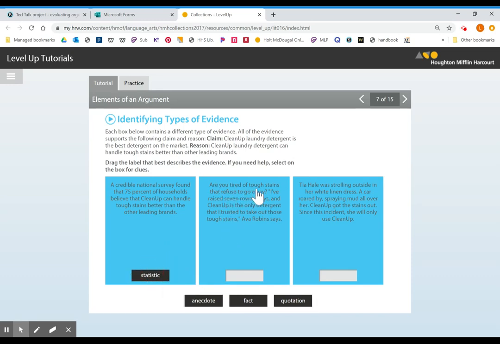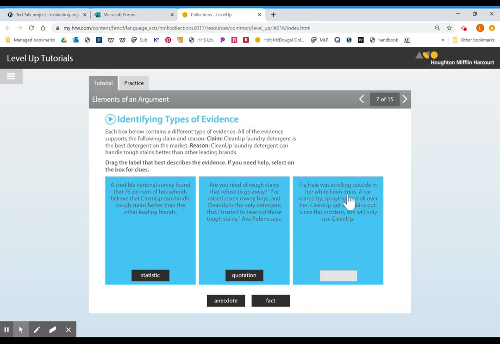Are you tired of tough stains that refuse to go away? I've raised 7 rowdy boys, and Clean Up is the only detergent that I trusted to take out those tough stains, Ava Robbins says. Well, this is a quotation from somebody named Ava Robbins who has raised a lot of kids, and she says that this detergent works. So that would be an example of a quotation for evidence.